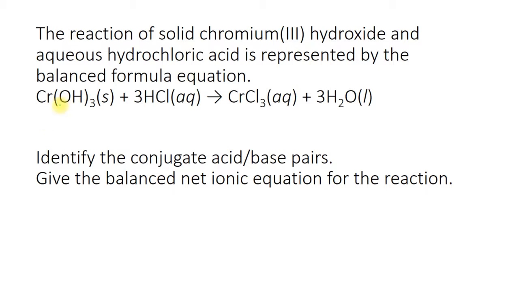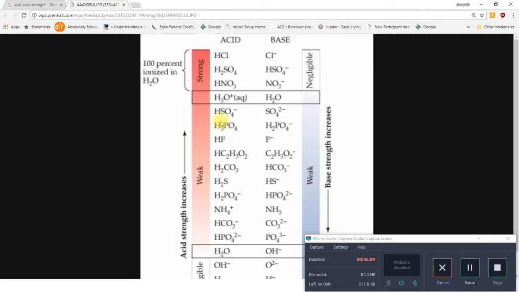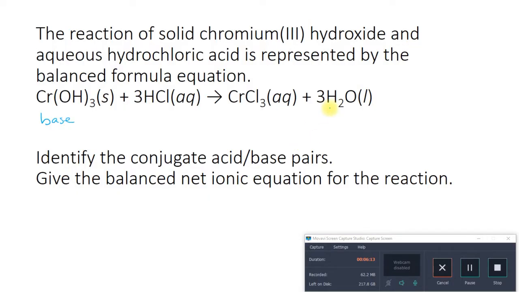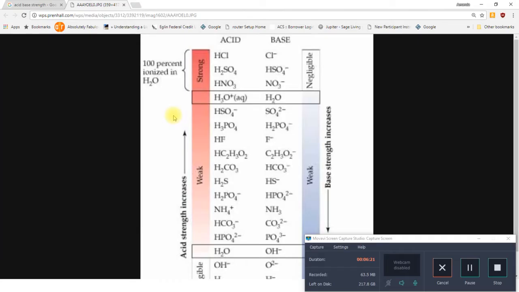All right, so here we have another one. We want to do the conjugates again. So OH means base, and the conjugate of an OH1 on our chart. So here's our OH minus. Our conjugate is water, so it's probably going to match up with the water over here. That means HCl is an acid. It's at the top of our chart here. So it's an acid.